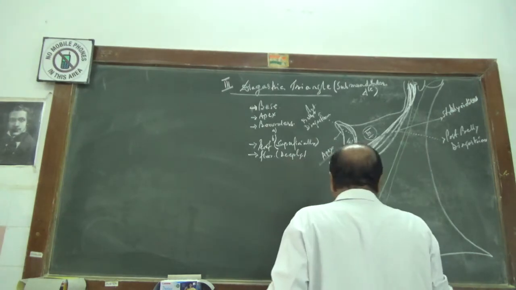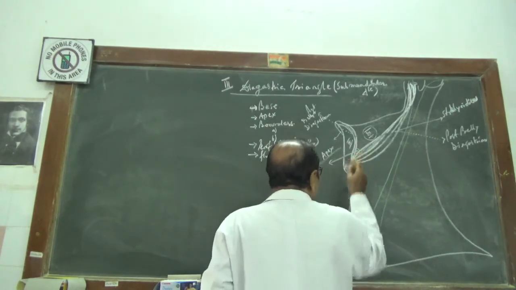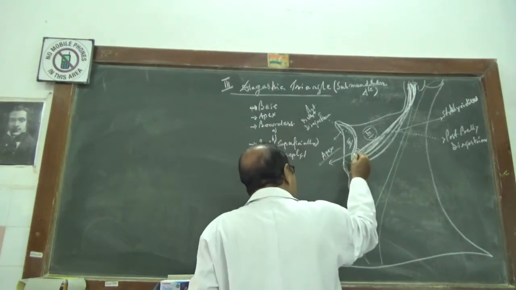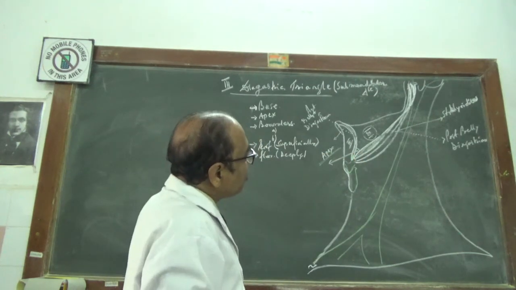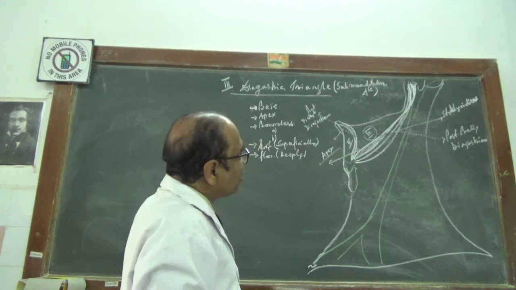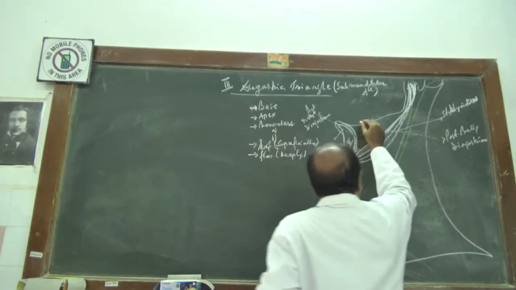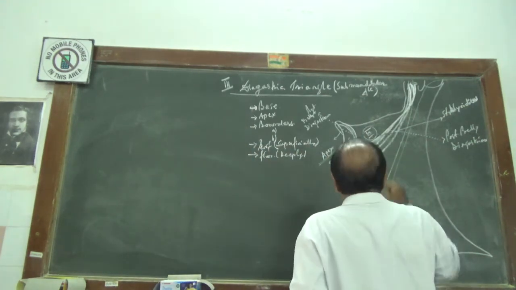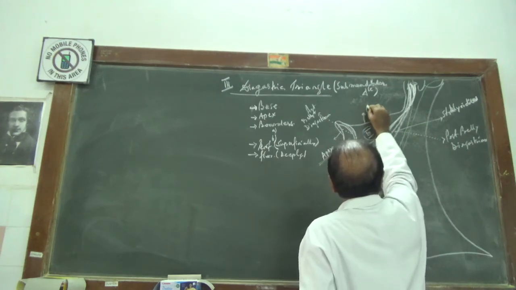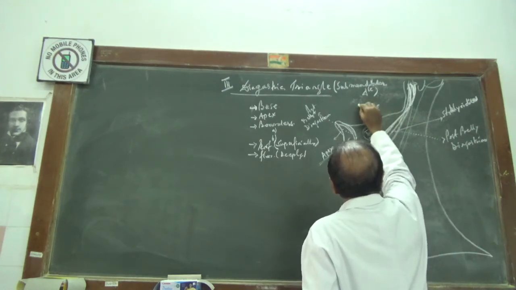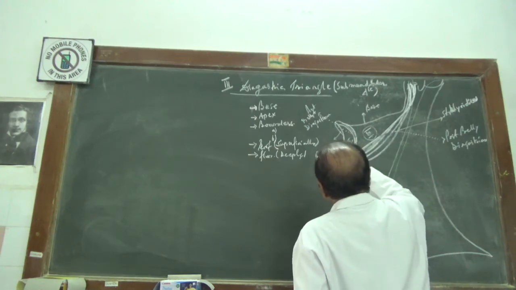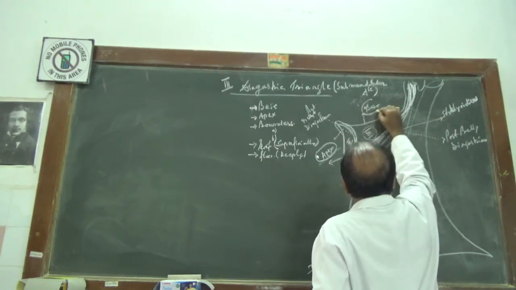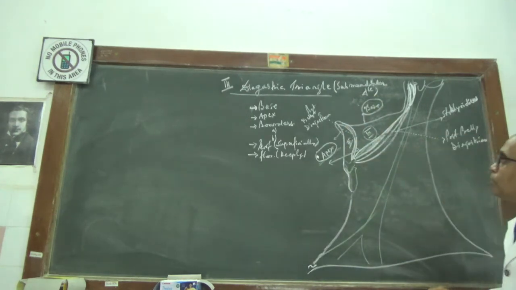Now the apex is the thing here. So the apex is directing downwards and medially, very close to the upper border of the hyoid bone. Now you have the base. The base is this. The base of the digastric triangle is directed upwards and a little bit laterally.